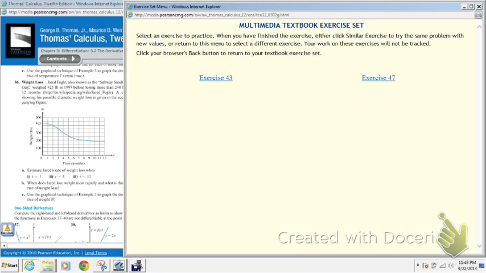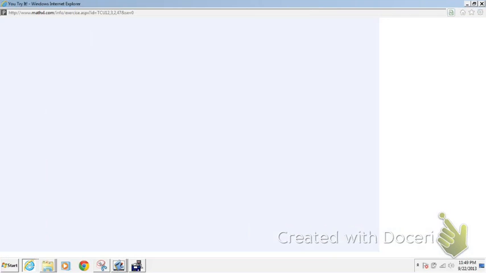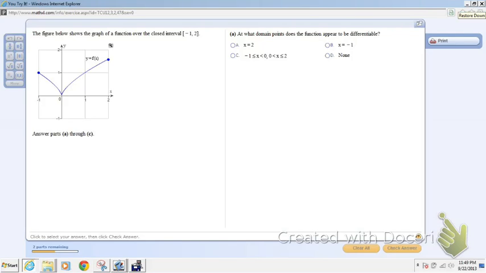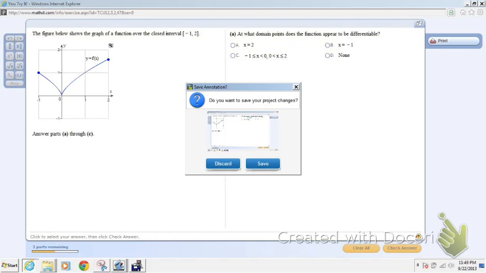I think this is a question of whether a function is differentiable or not. Yep, that's a good question. So it says, at what domain points does the function appear to be differentiable? So it appears to be differentiable all the way to here, and then not differentiable at that cusp, and then differentiable here. So differentiable everywhere except for at 0. That's a way of saying that one.